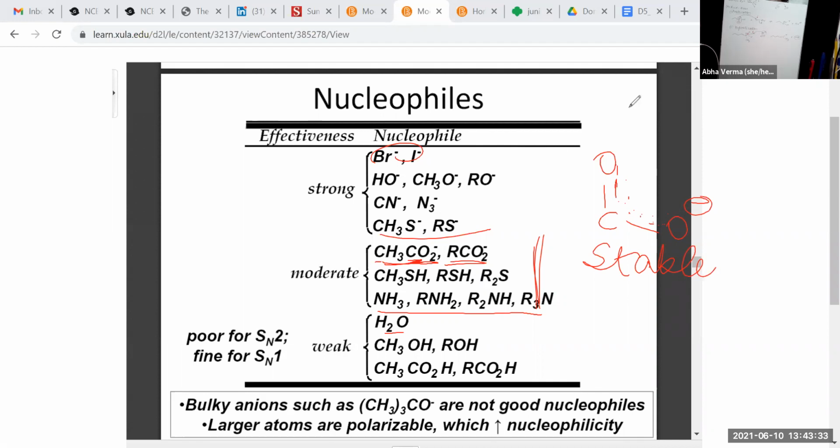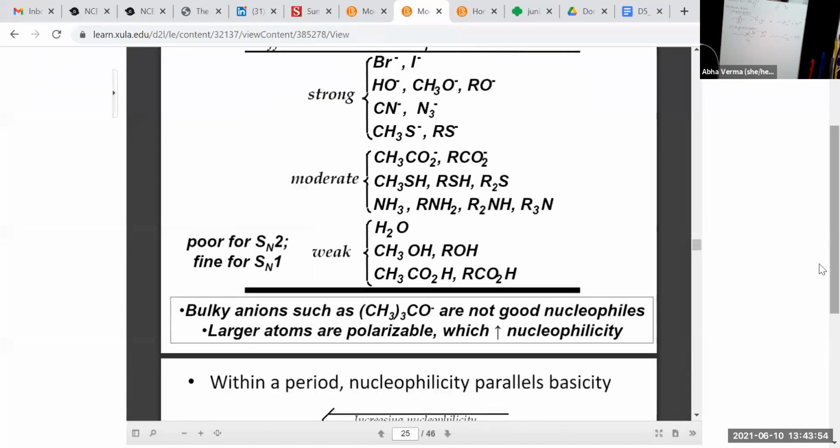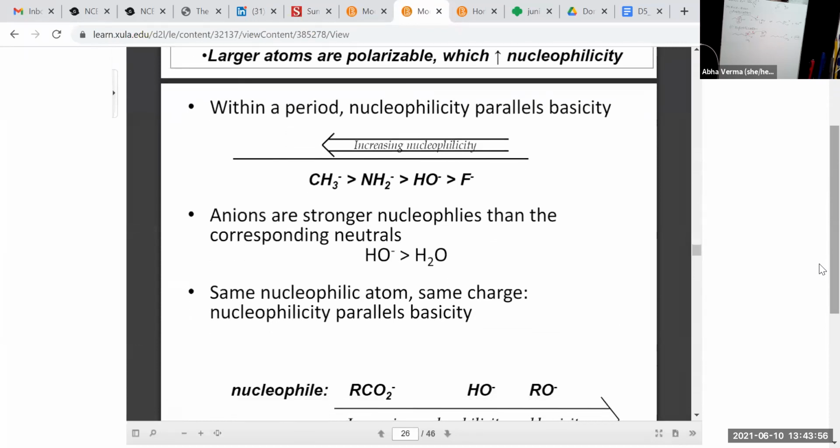And so bulk and resonance stabilization interfere with the electron donating abilities. Larger atoms are polarizable, like the sulfur atom, which increases nucleophilicity. So knowing your nucleophiles from your basic materials is going to help you a lot. Nucleophilicity parallels basicity in the periodic table.